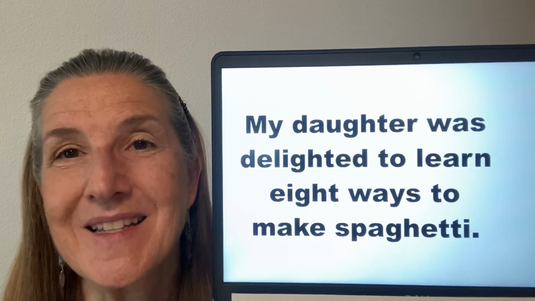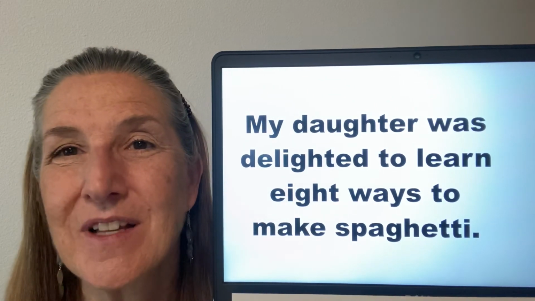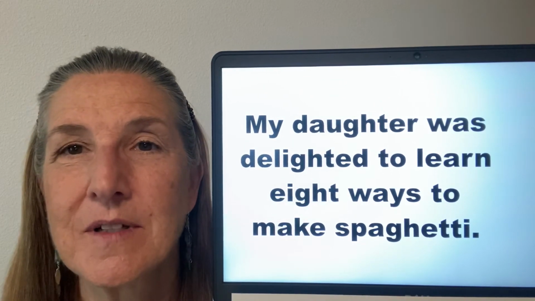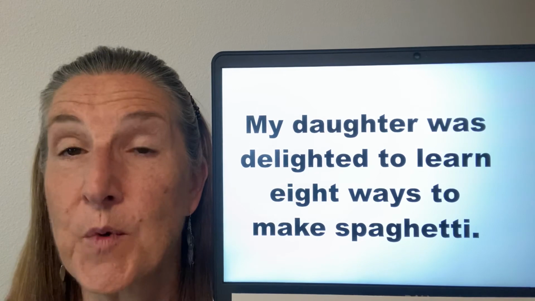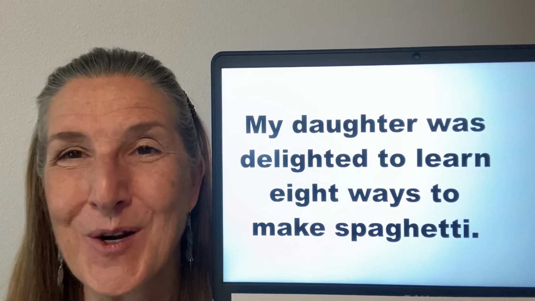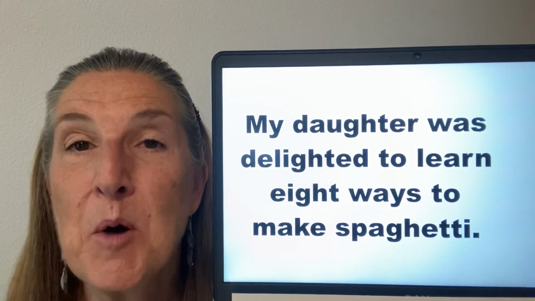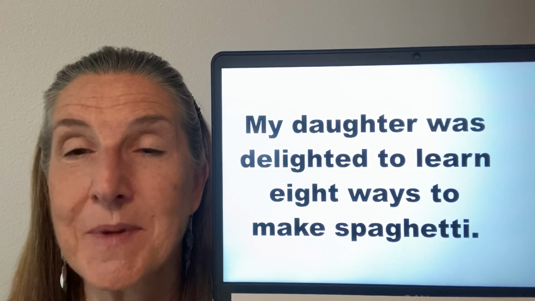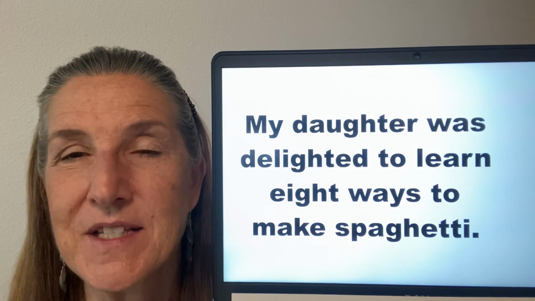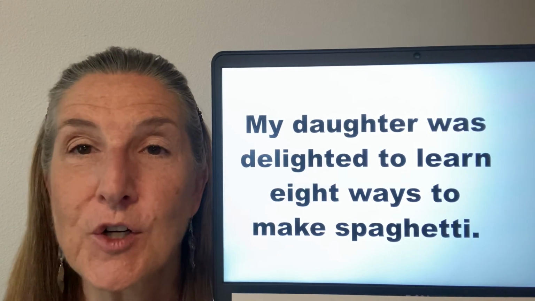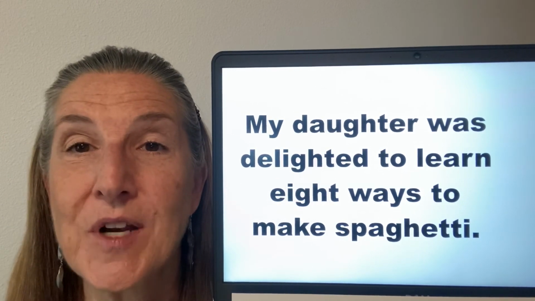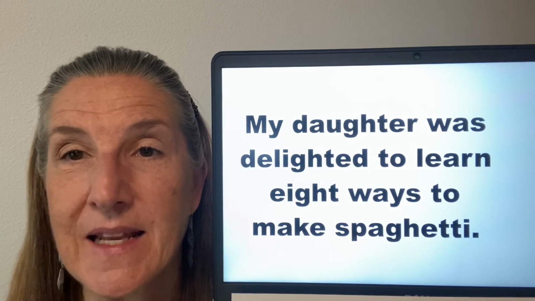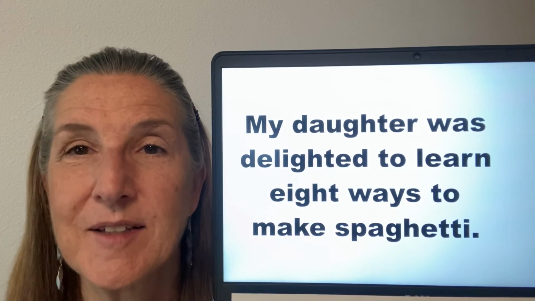Let's look at some sentences where this GH letter combination occurs. I'll read the sentence, then we'll read it together, and then you can try it on your own. My daughter was delighted to learn 8 ways to make spaghetti. Let's read it together. My daughter was delighted to learn 8 ways to make spaghetti. Now you try it.